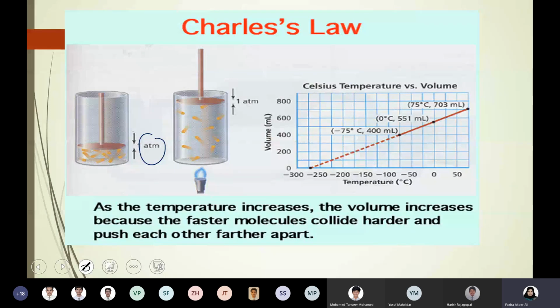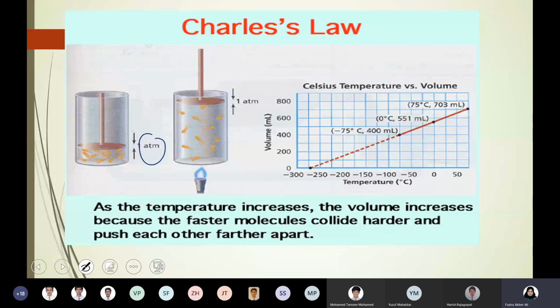On the absolute scale only you can explain this, because on the absolute scale 0 means 0 energy. From 0 energy, if you start increasing the temperature, volume will also increase proportionately, because the particles are getting more energy. More energy means they will collide harder and push each other further apart. On the degree Celsius basis, you cannot explain this, because in degrees Celsius, 0 is not equal to 0 energy. That is why in Charles' law, the definition is derived on the basis of absolute temperature, because in absolute temperature, 0 Kelvin means 0 energy.